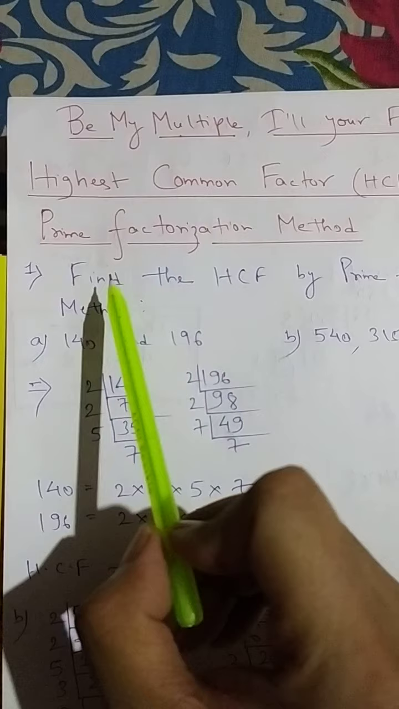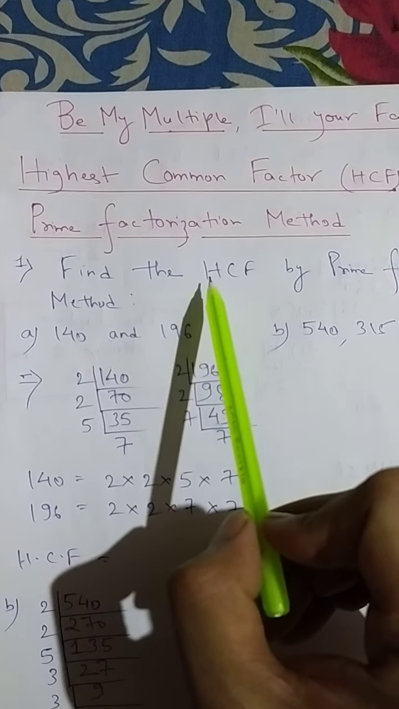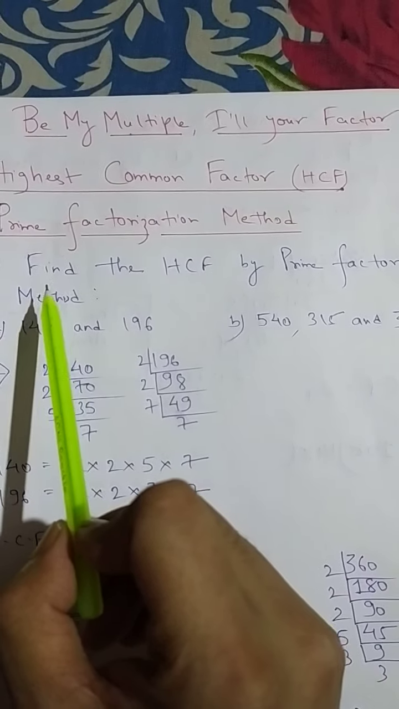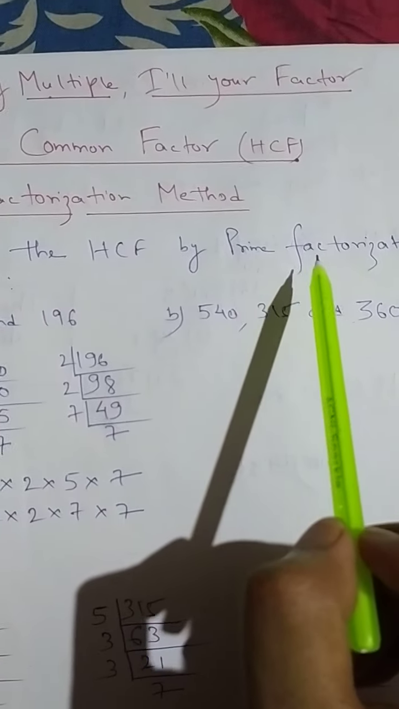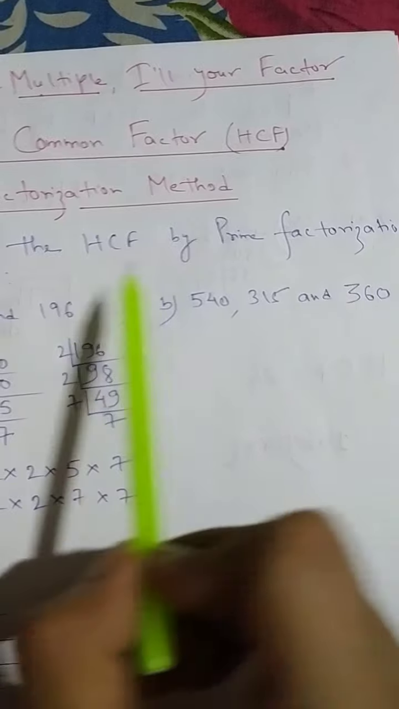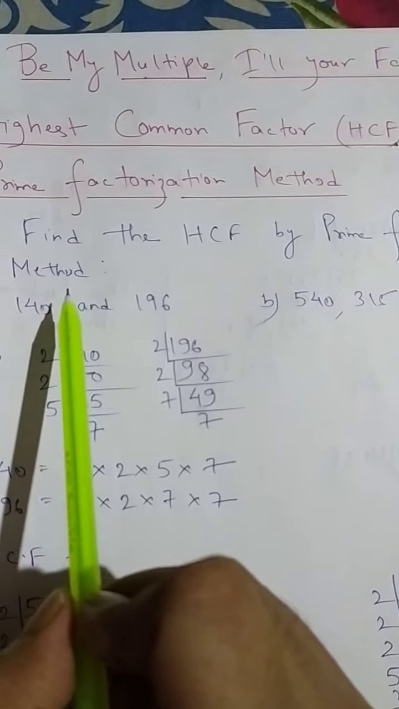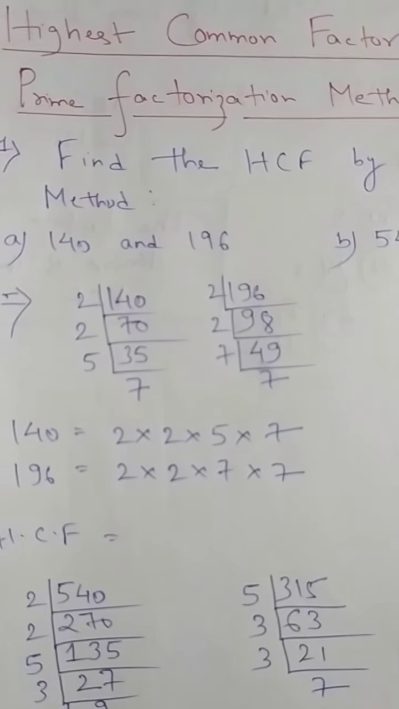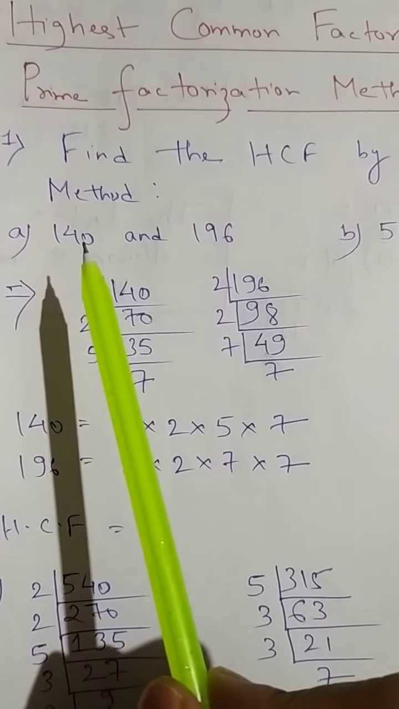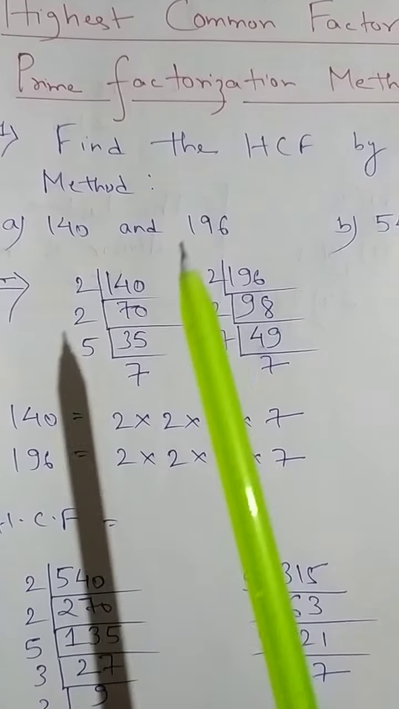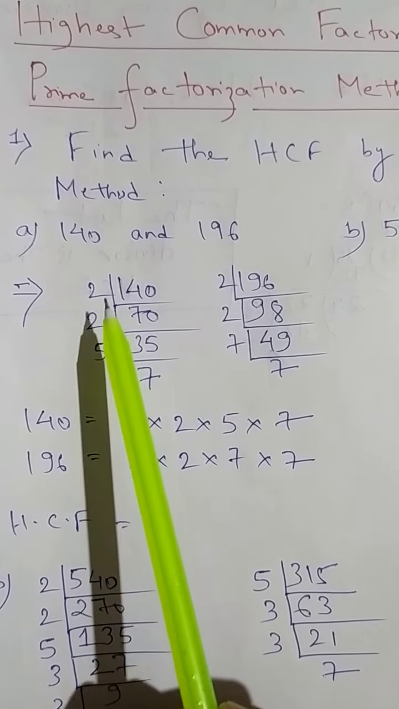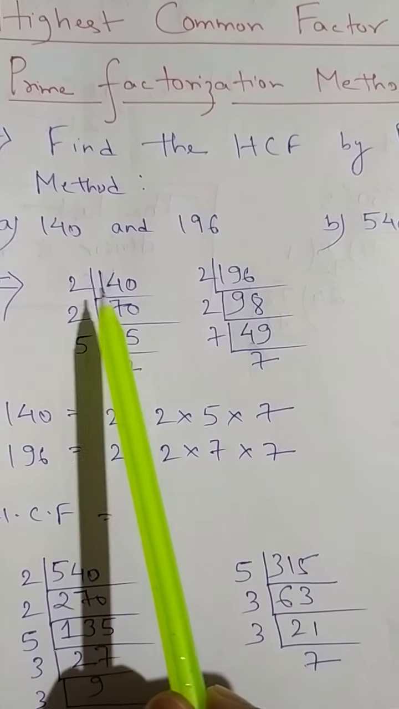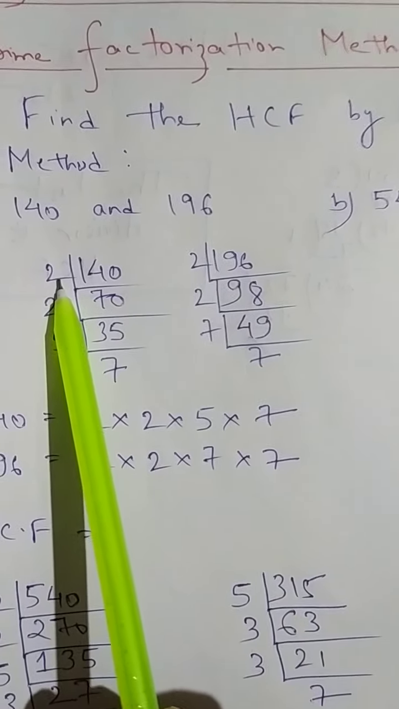Okay, so let's start. So the first question is, find the HCF by prime factorization method. The first question is 140 and 196. So let's start. So 140 you have to do this way, this box type. So 140, first it is divisible by 2.